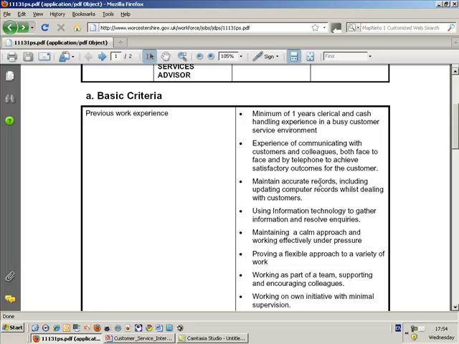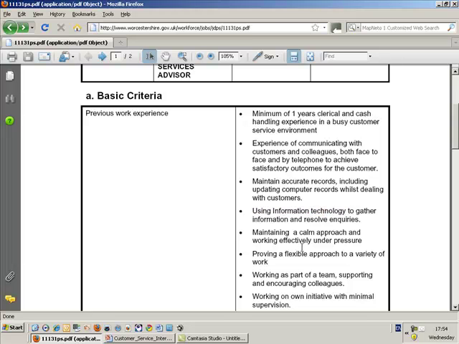Here's another one: maintain accurate records including updating computer records whilst dealing with customers. So they want to see whether you can multitask. They might say, can you give us an example of when you have used computer records at the same time whilst dealing with customers? They may want to know the kind of database experience and work that you have in a previous role. Another one, using information technology to gather information. So it would not be unreasonable to suggest that the interviewer might want to know about your experiences in relation to IT.